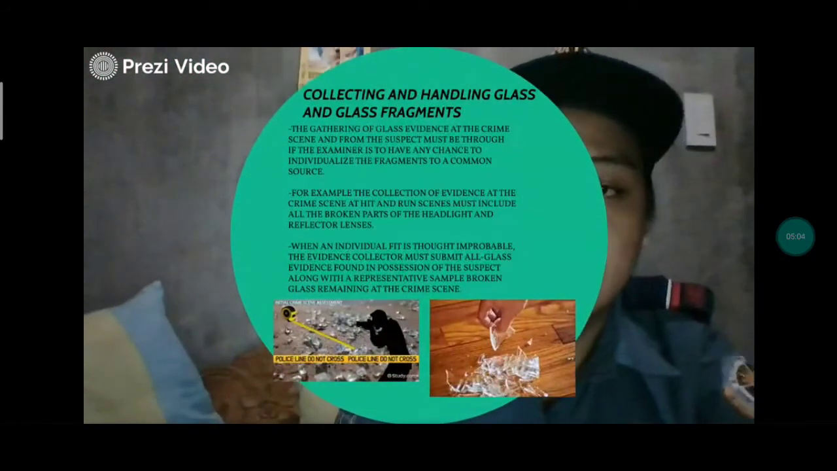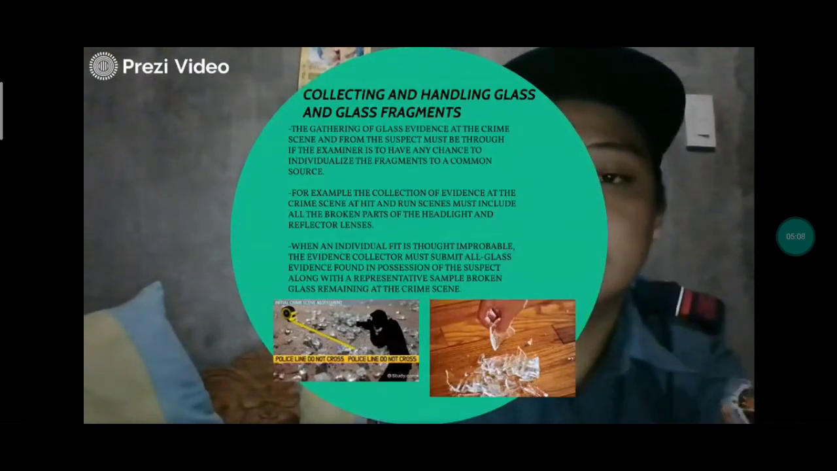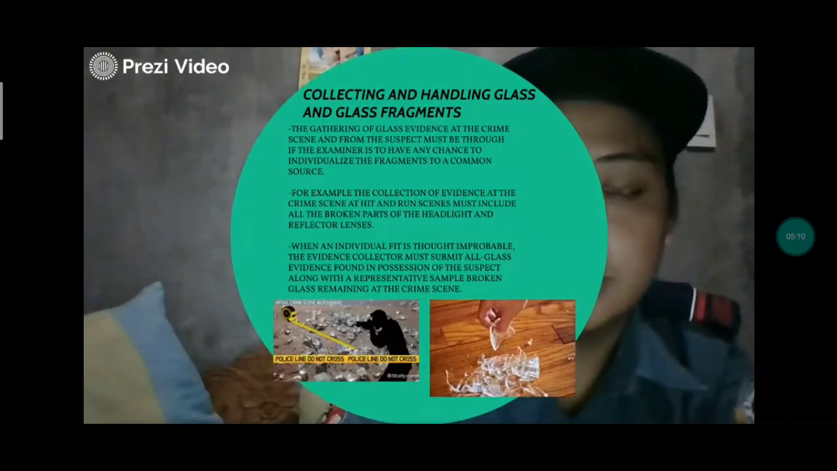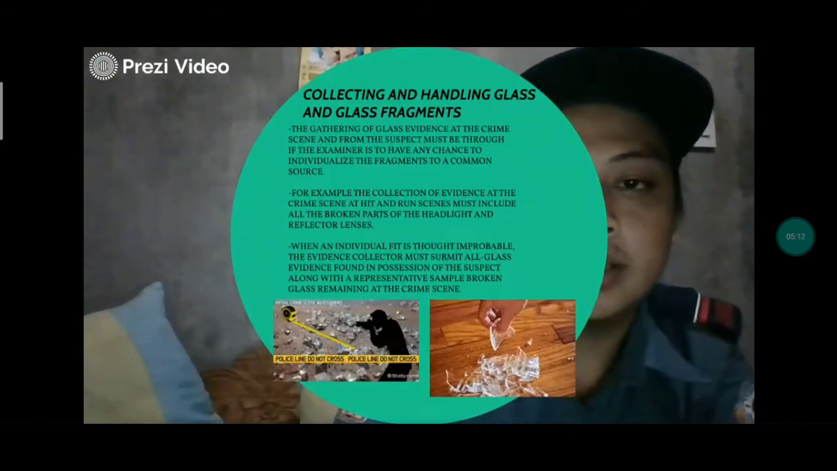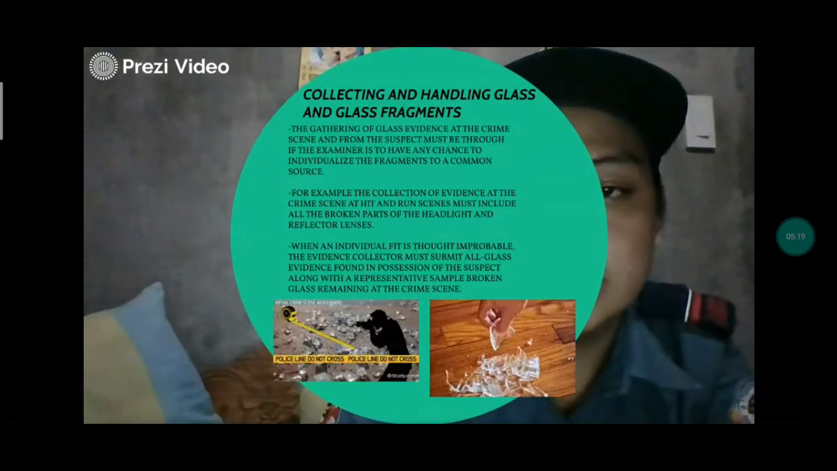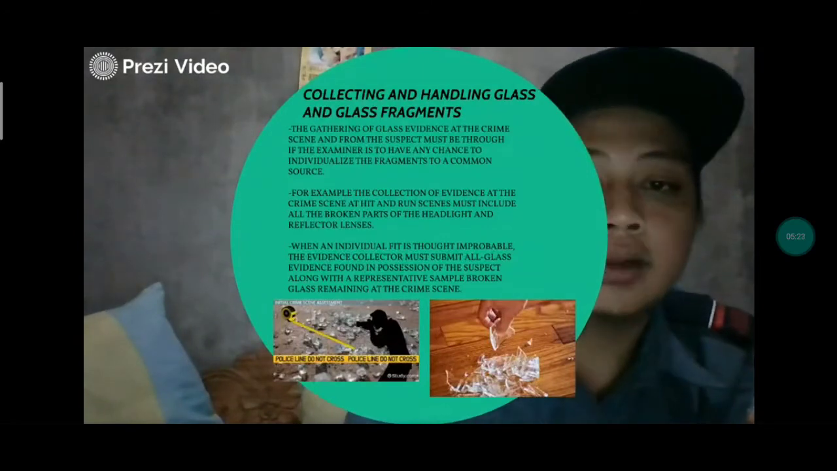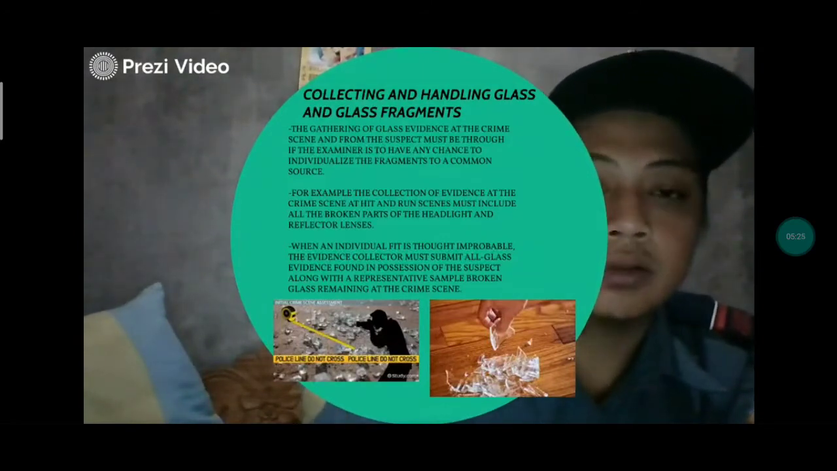Collecting and handling glass and glass fragments. The gathering of glass evidence at the crime scene and from the suspect must be thorough, or the examiner will not have any chance to individualize the fragments to a common source. For example, the collection of evidence at a hit and run scene must include all the broken parts of the headlight and reflector lens.